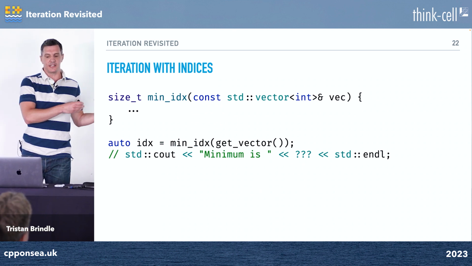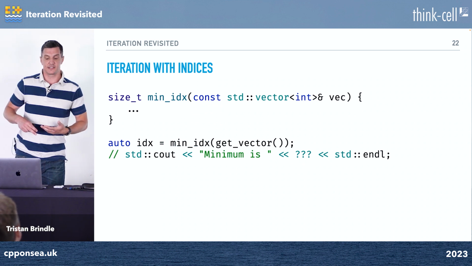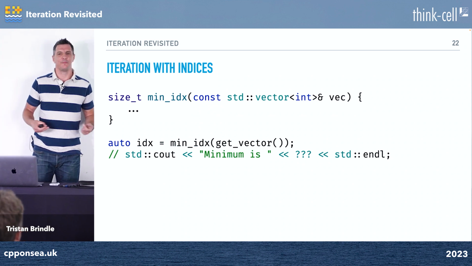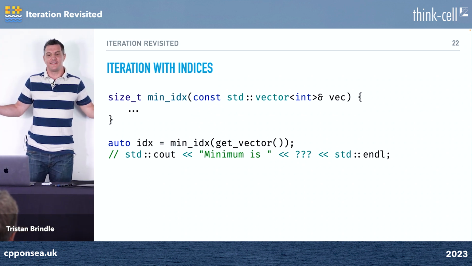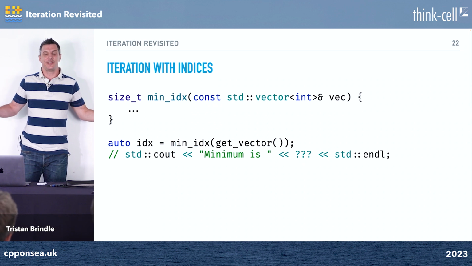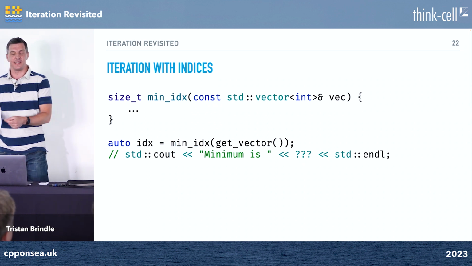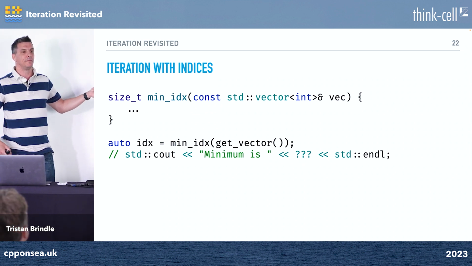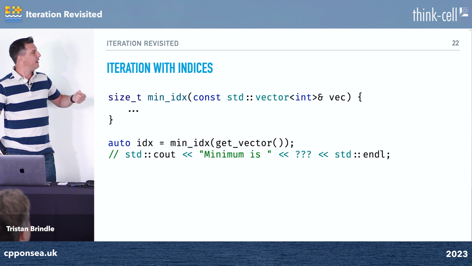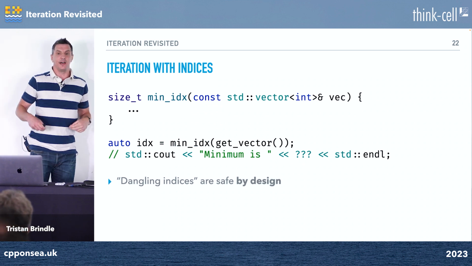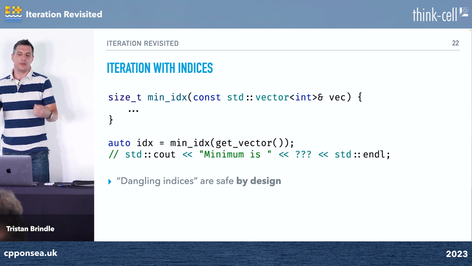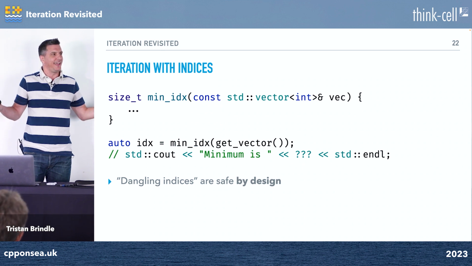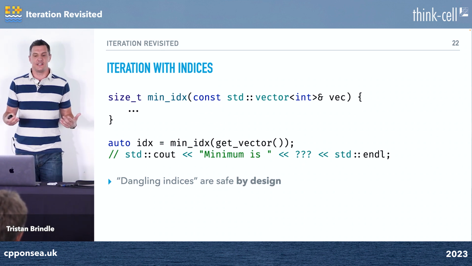Well, okay, we find the minimum index. We store that in the idx variable. The vector gets destroyed, and then what happens? Then we're just sitting there with a useless size_t, right, that we can't do anything with. We can't do anything with it because in order to perform our read operation, we'd need the original vector still around. So dangling indices, if you like, are safe by design. We can have a dangling index, but all we're doing is holding on to some integer value, right, which is fine. It's not dangerous, it's not problematic.